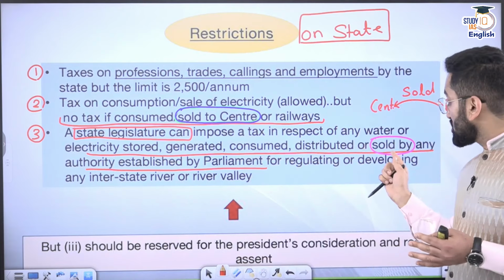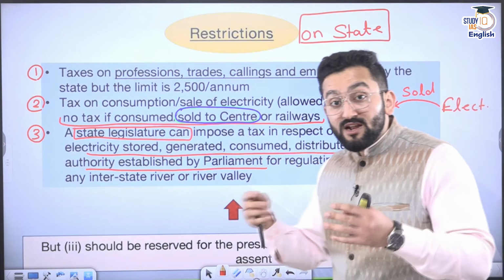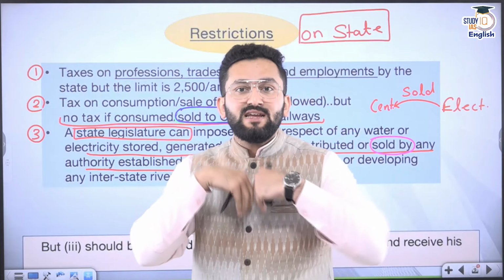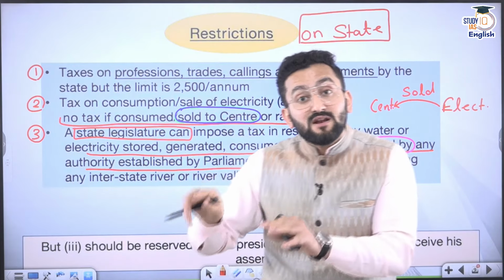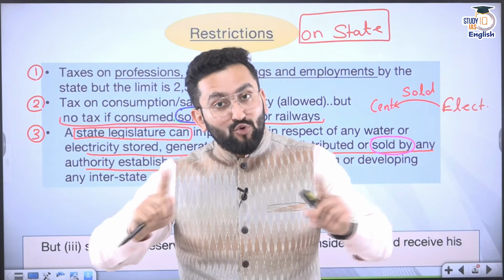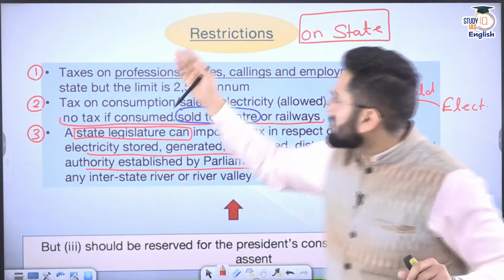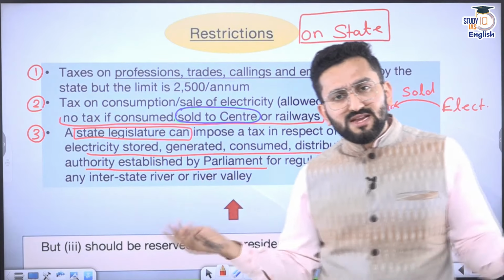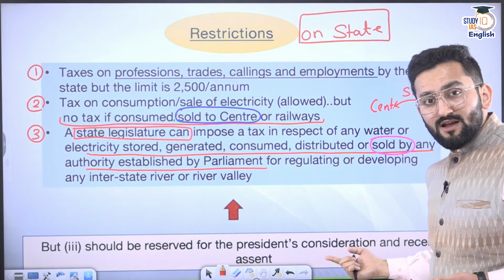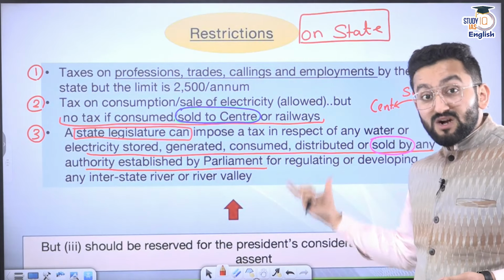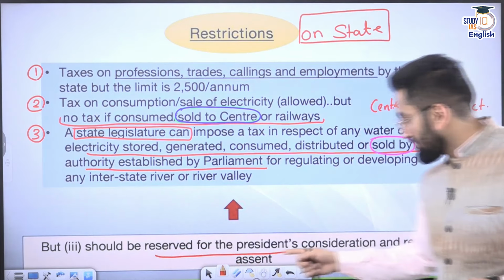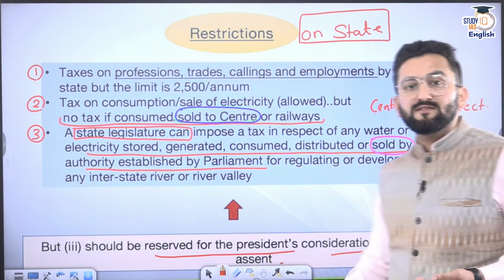So here the word is "sold by". Earlier it was "sold to". No tax can be imposed if the center is taking electricity. But if a central government body is selling electricity, then the state government can impose tax. Now some of you would say, sir, you said restriction on state, then how can this be considered a restriction? It is a restriction. Take a look at what is written here. This can be done, but such a bill needs to be reserved for the president's consideration and receive his assent.